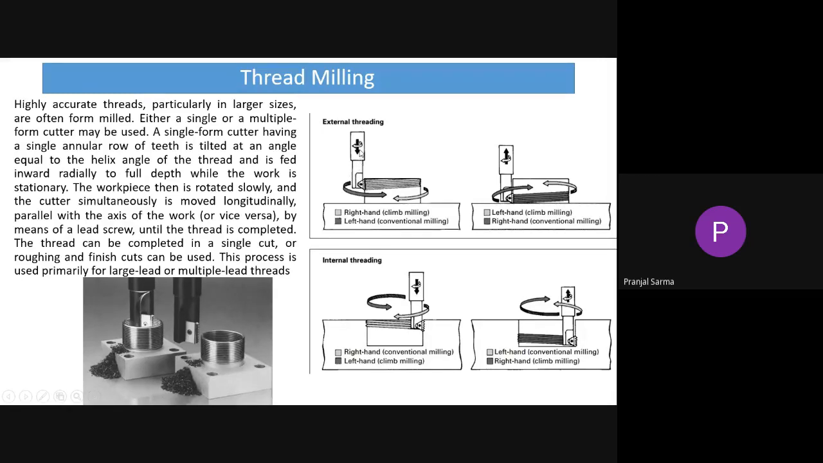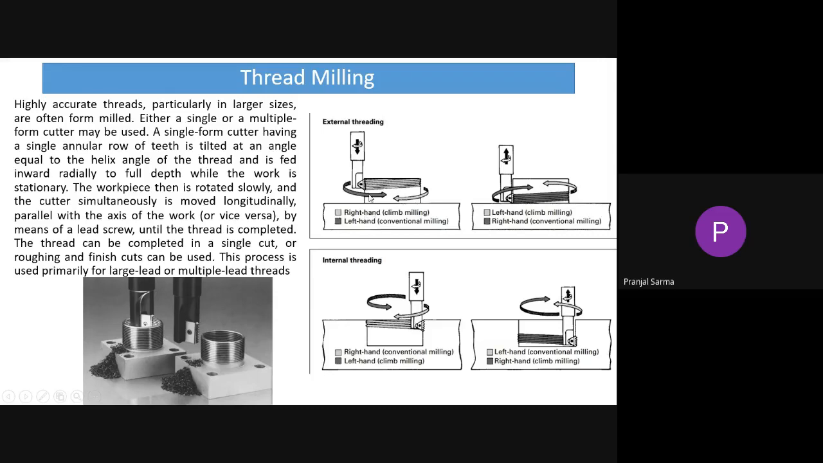So if we're talking about external milling, it has to be outside, or you can say it should be touching the external surface. And if we're cutting the internal thread, then it should be in this way. It should move inside the previously cut hole. As we have said, it is tilted at an angle equal to the helix angle of the thread, and it has to be fed inward radially to its full depth.